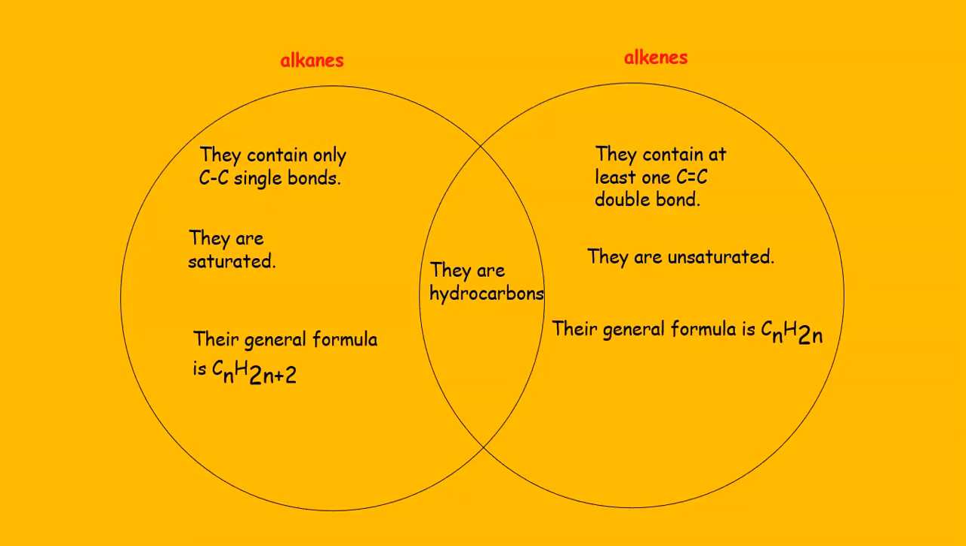Now, you also need to know their general formulae. For alkanes, it's CnH2n+2, which means that for every carbon atom in their structure, they have double the amount of hydrogens plus 2. And for alkenes, the general formula is CnH2n, which means that they contain double the amount of hydrogens than carbons. And finally, we need to know what their names end in. That's -ane if they're an alkane and -ene if they are an alkene.